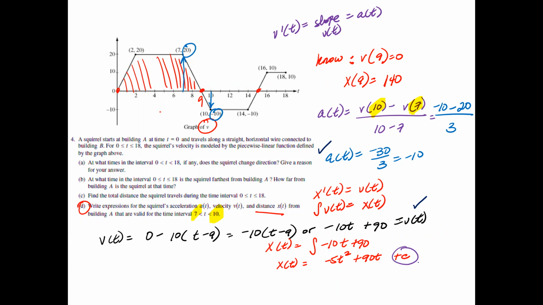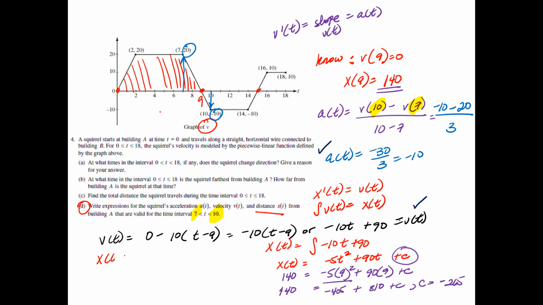Well, it would be great if I can figure out what c is so that I can complete this. And I can, because I know that x of t at 9 is equal to 140. So I'm going to put 140 is equal to negative 5 times 9 squared plus 90 times 9 plus c. This piece is going to give me negative 405. 90 times 9 is 810, plus c equals 140. If I solve for c, I will have negative 265.